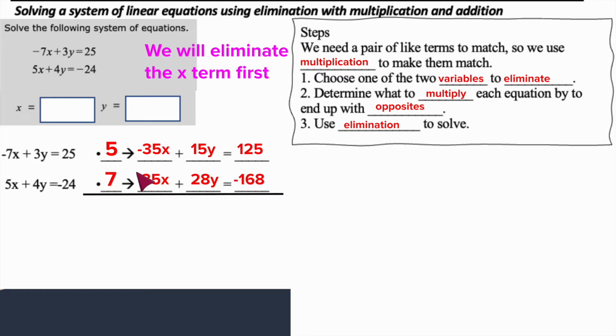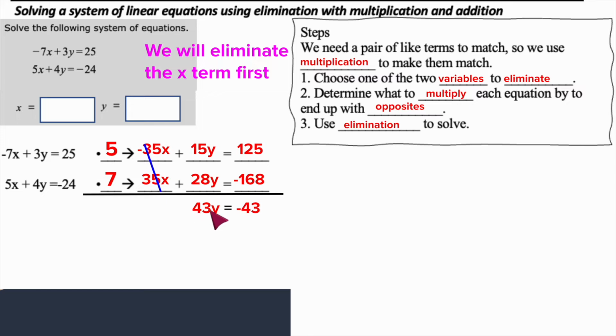So now I've manipulated this to the point where I have these two equations and these two terms that match, so I can add straight down. Negative 35x plus 35x cancels out. They're opposites of each other, so anytime I add opposites, they become 0. Now I can add the y straight down: 15y plus 28y gives 43y. And 125 plus negative 168, but I know that they're opposites, so I'm going to subtract, and I actually get negative 43 again.